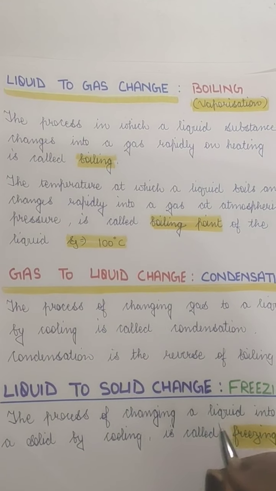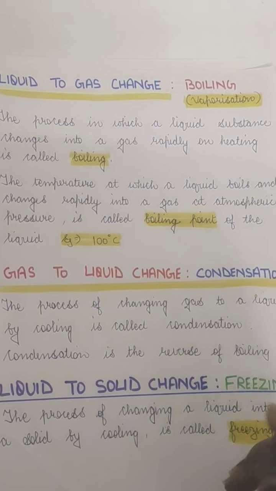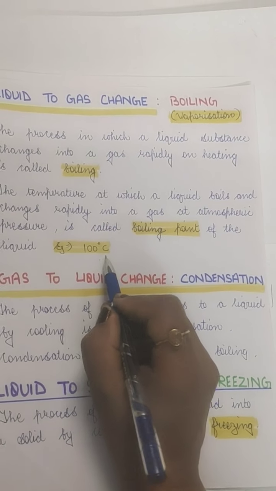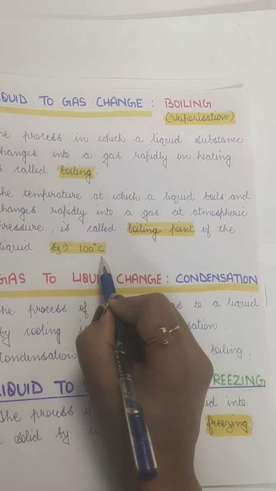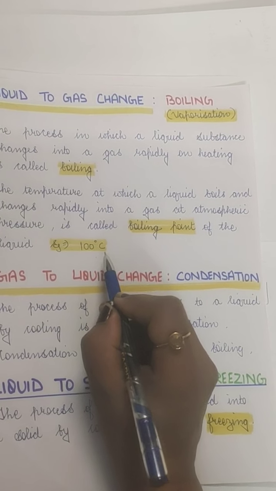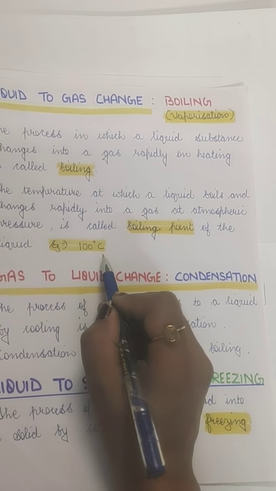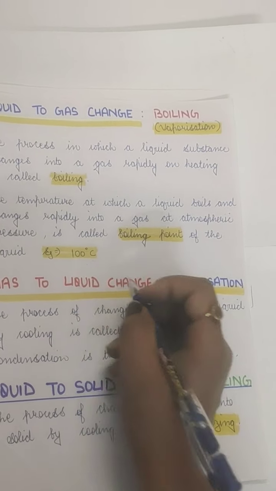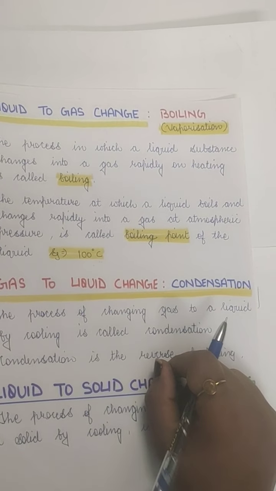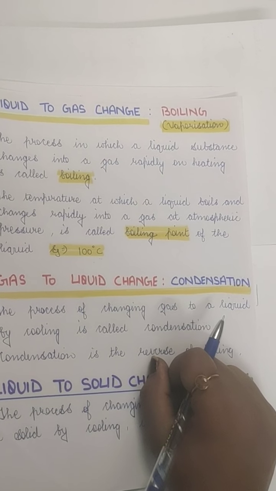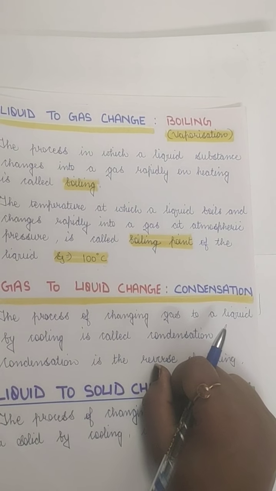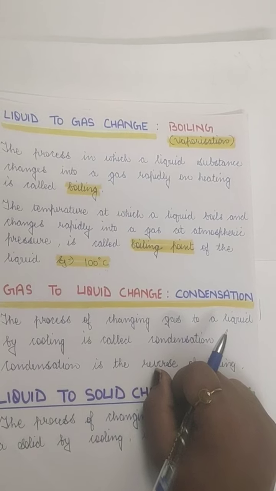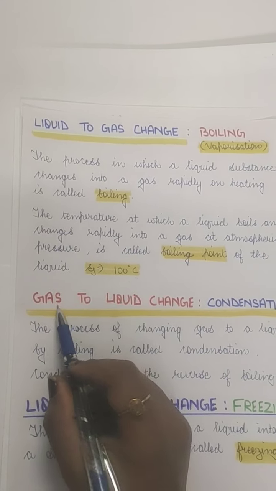For example, the boiling point of water is 100 degrees C. And what is the boiling point of water on the Kelvin scale? Please recall it. Yes, it is 373. How? To find the Kelvin scale, we use the formula degrees C plus 273. So 100 plus 273 equals 373 Kelvin. Very good.